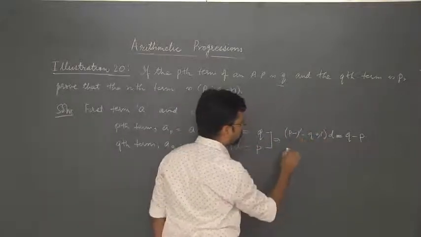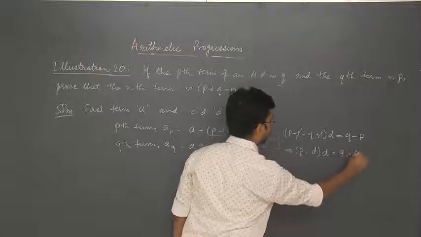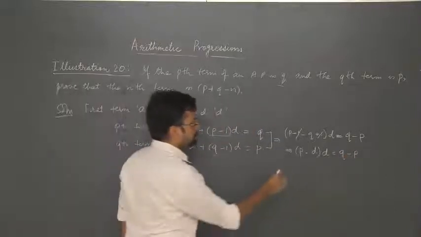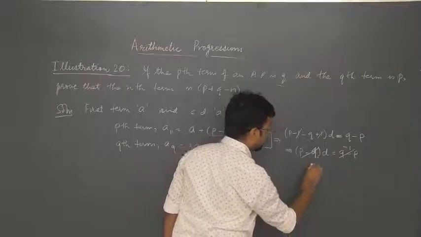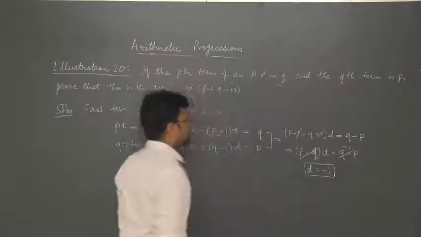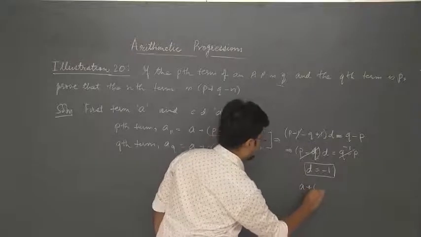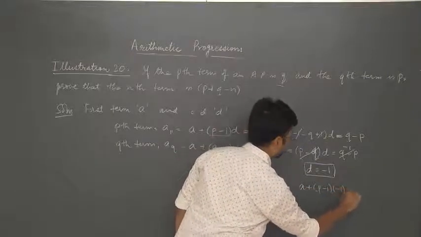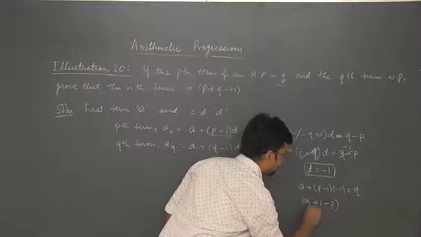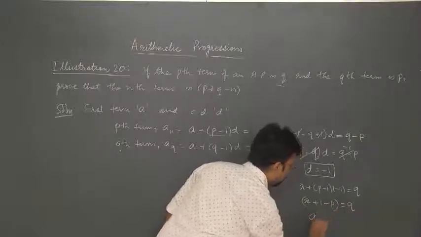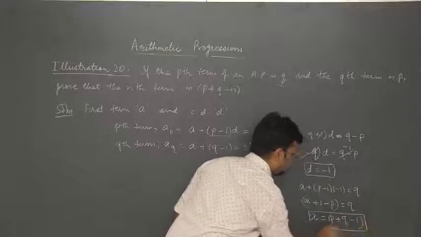So 1 cancels out here and we have p minus q into d is equal to q minus p. This is opposite in sign, so this will give you minus 1. Therefore, d is equal to minus 1. When d is equal to minus 1, can you substitute and find out a? Yes, you can. So a plus p minus 1 into minus 1 is equal to q. So we have a plus 1 minus p is equal to q, and a will be equal to p plus q minus 1. This is upon simplification.